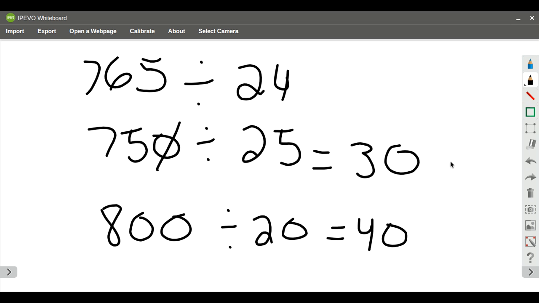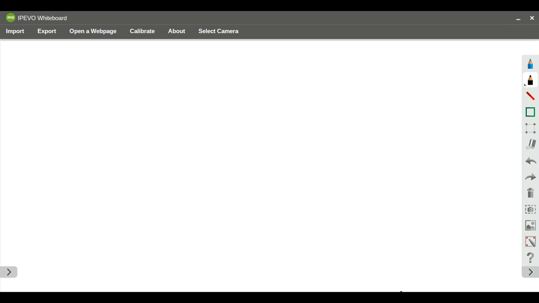But 750 divided by 25 equals 30 is the best estimate because 750 is really close to 765 and 25 is really close to 24. So the closer I can get with my rounding and still have that 0 at the end and have that basic math fact that I can do, that's going to give me my best estimate. Okay. And so with that, we're going to go ahead and we're going to get some practice time.